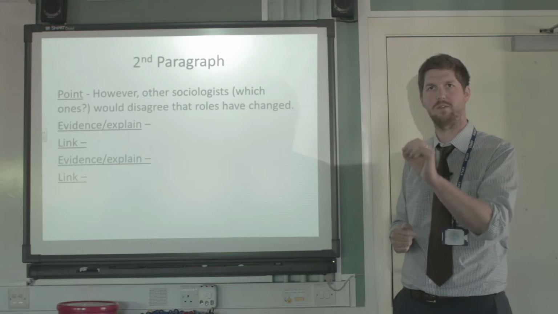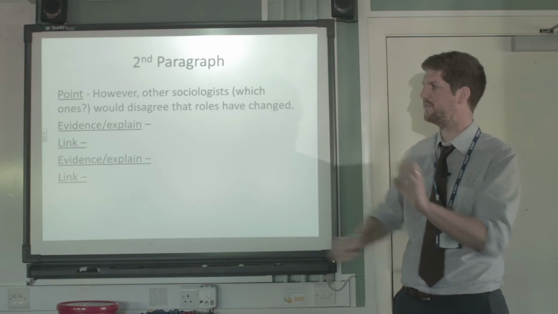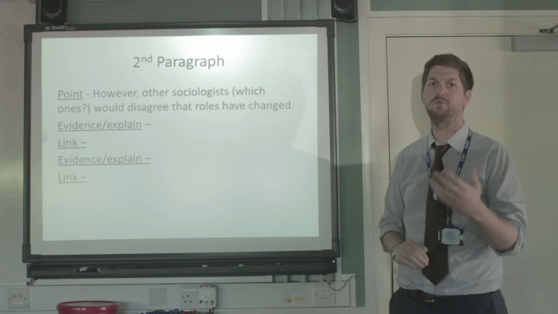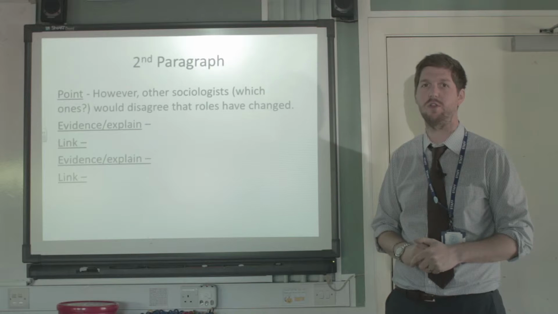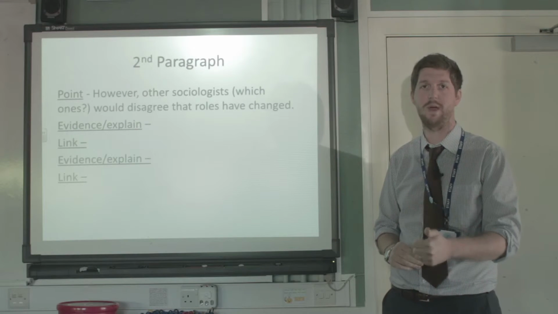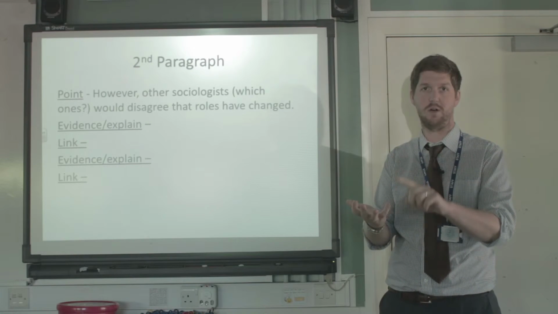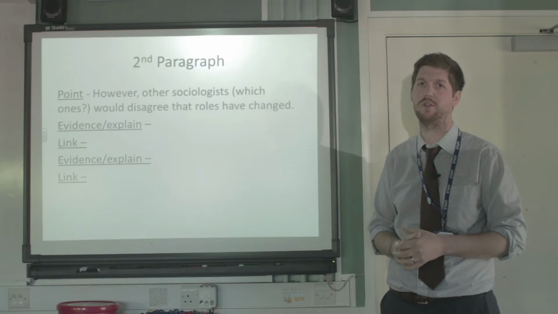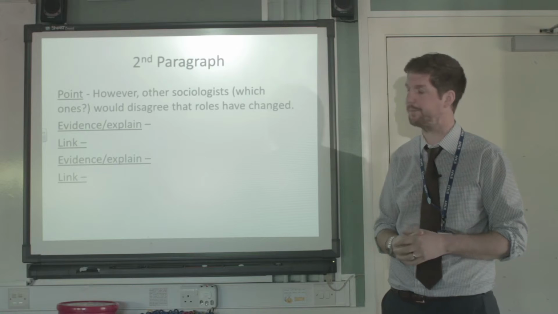So you need to have some real key words, key terms that you can use and bring in as evidence. Really good here as well to also use sociologists. So remember the 4 main types of sociologists: Marxists, feminists, New Right and functionists. Try and include those in your 12-mark answer as well.